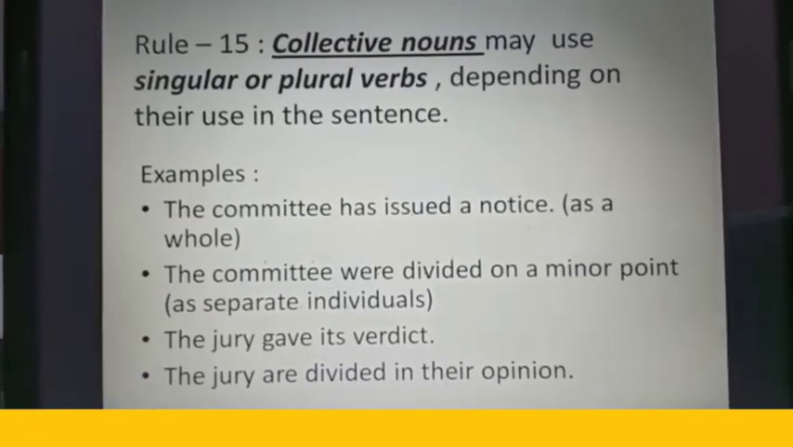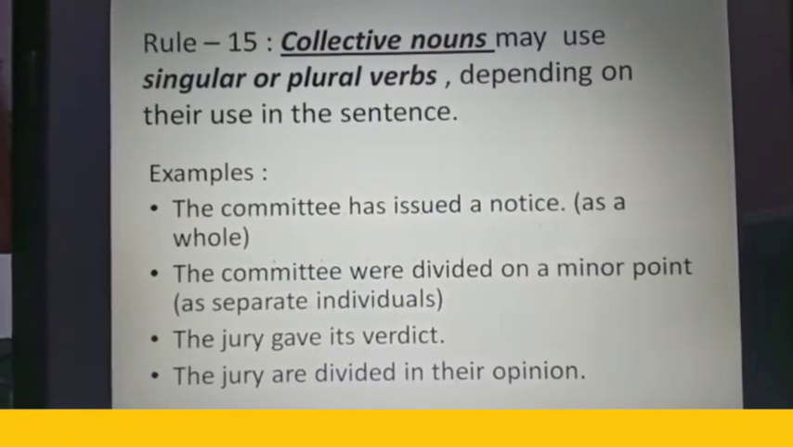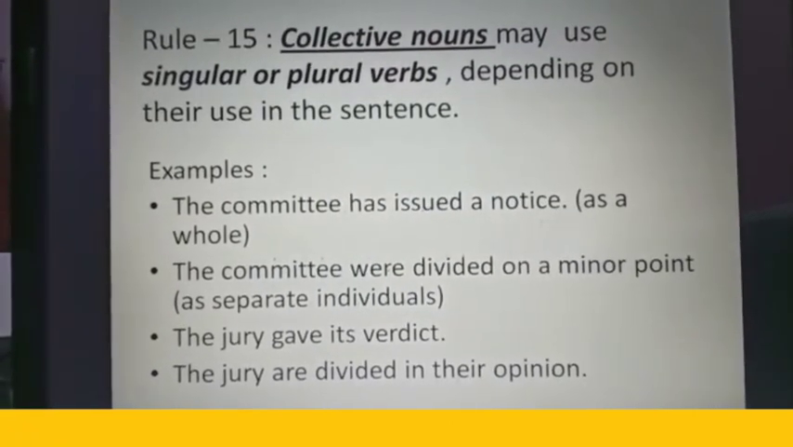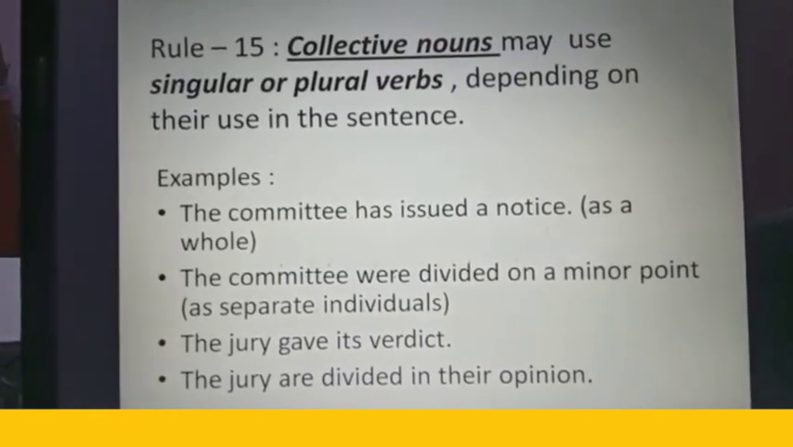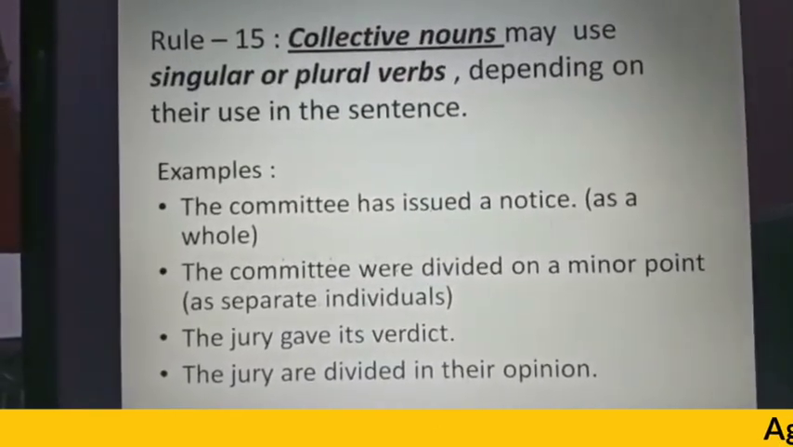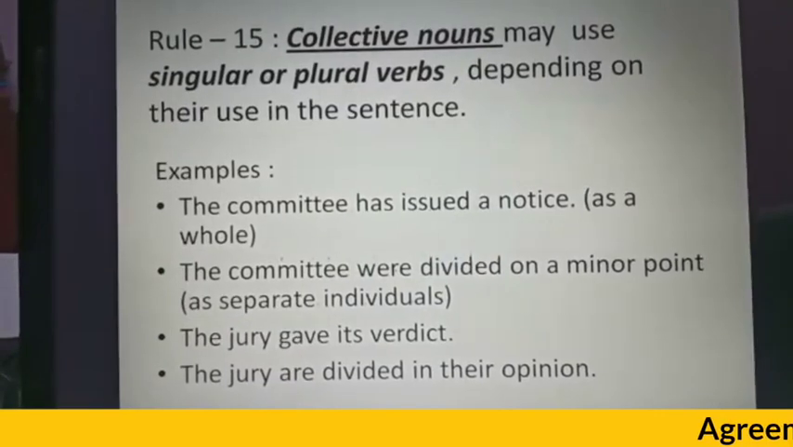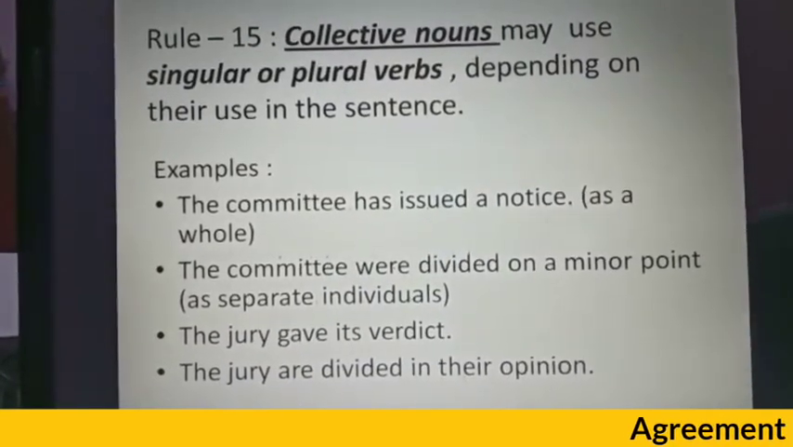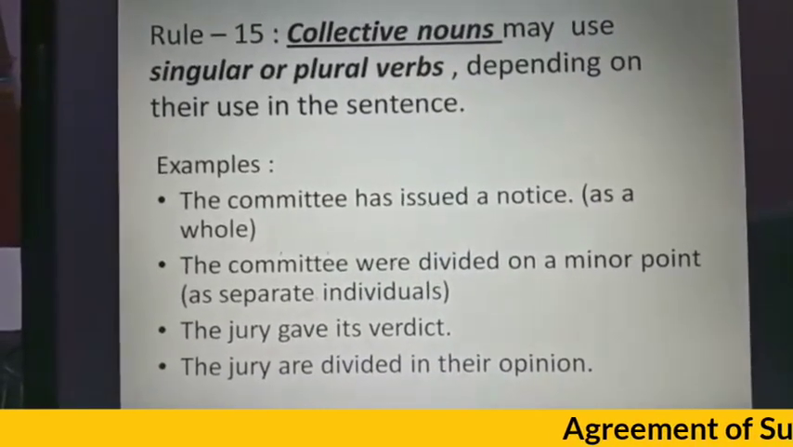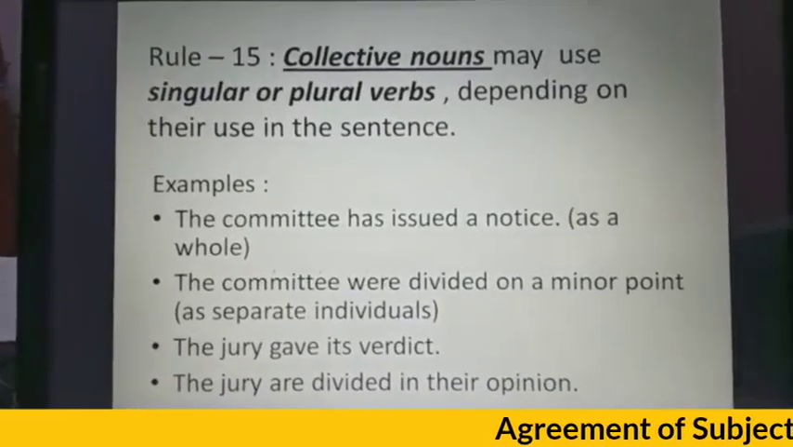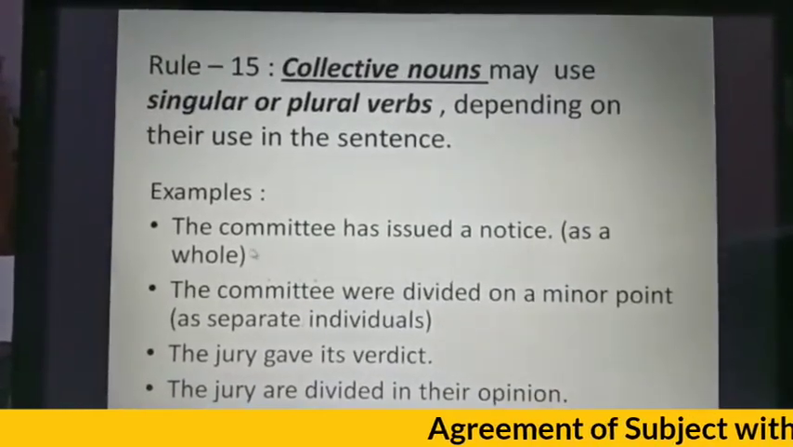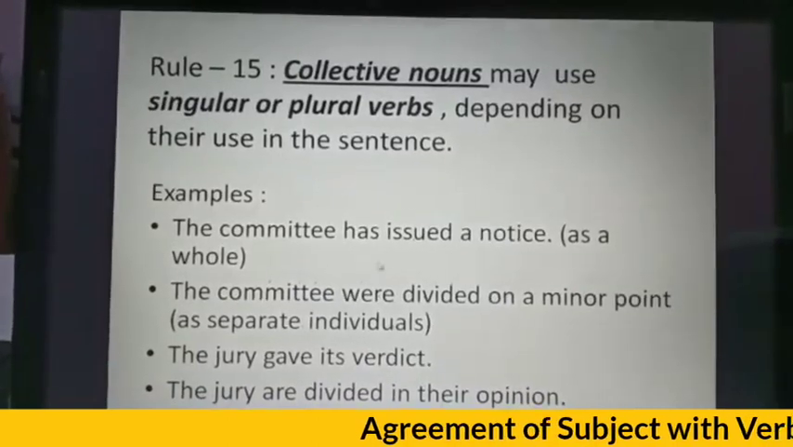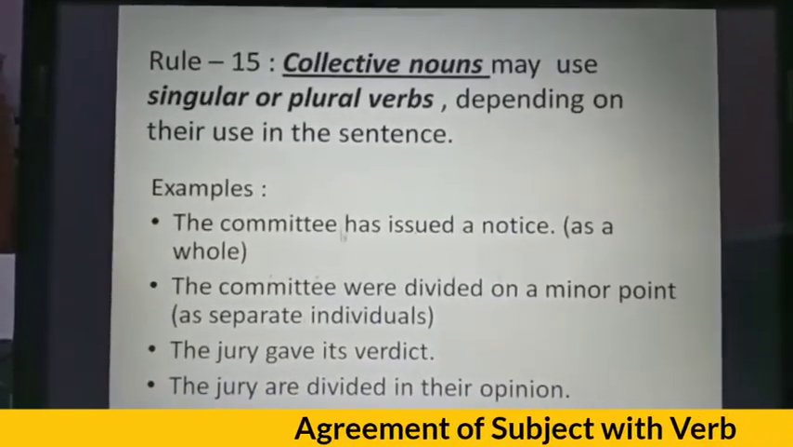For example, the committee has issued a notice. In this sentence, the committee is a collective noun and it means that the whole committee has issued a notice. So this collective noun has been taken as a whole, which agrees with a singular verb, that is has.